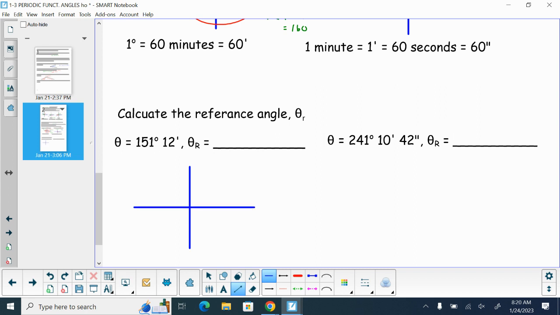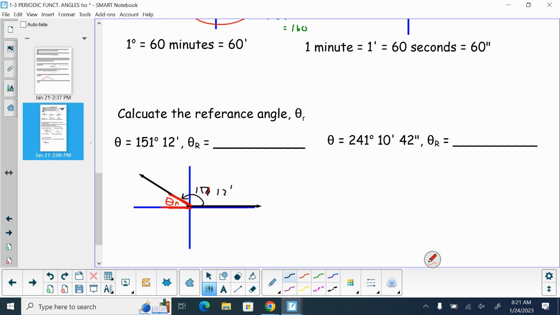Once again, getting our picture down. 151 degrees, Jared, would take us into which quadrant? 2. Quadrant number 2. So I'm going to go into quadrant number 2 here. My reference angle is the terminal side and the x-axis. What would we have to do to find our reference angle? I have 151 degrees, 12 minutes. What would we have to do?